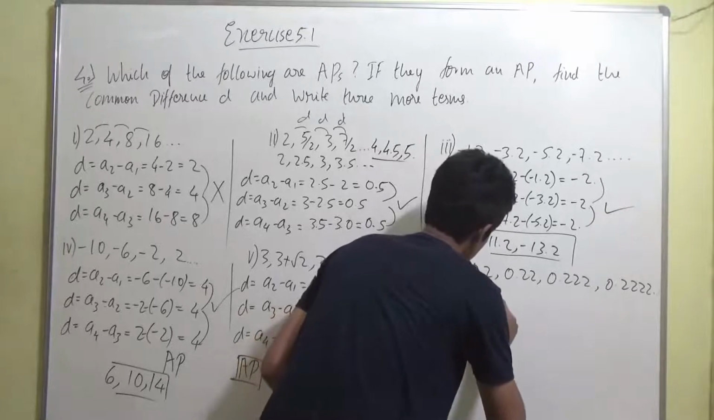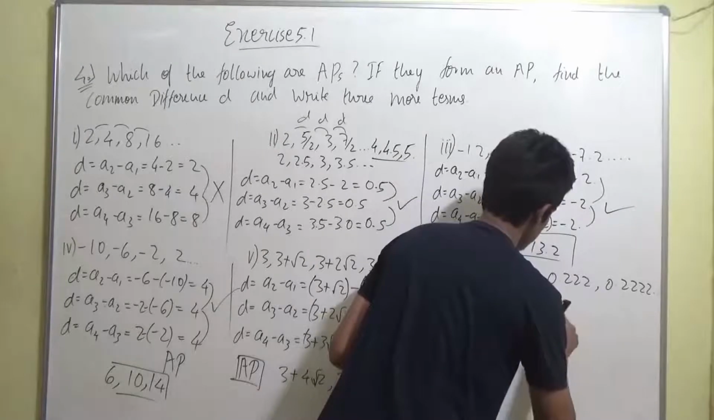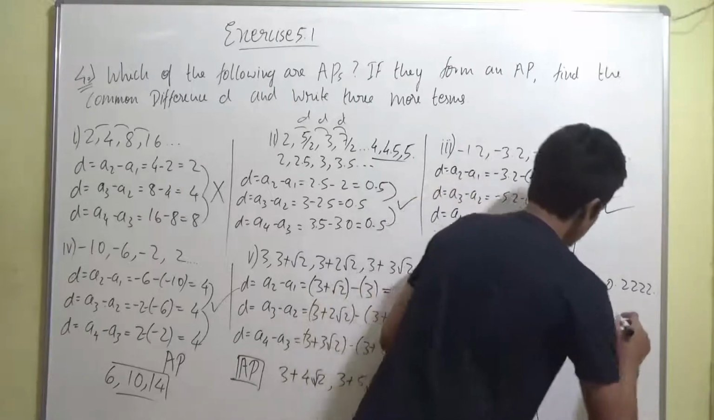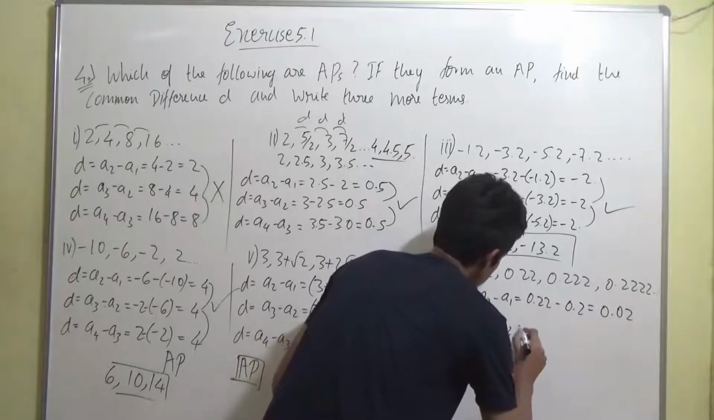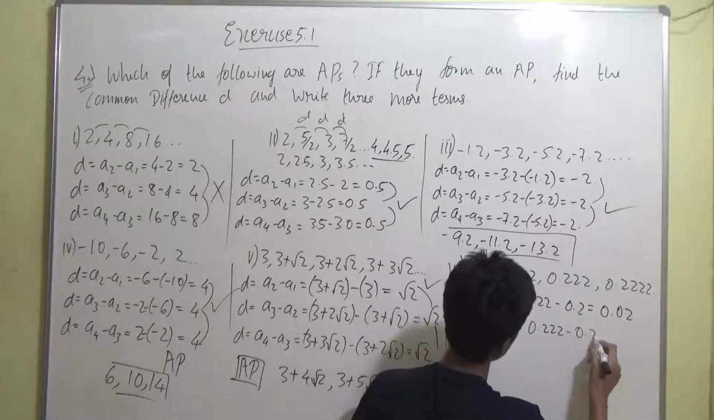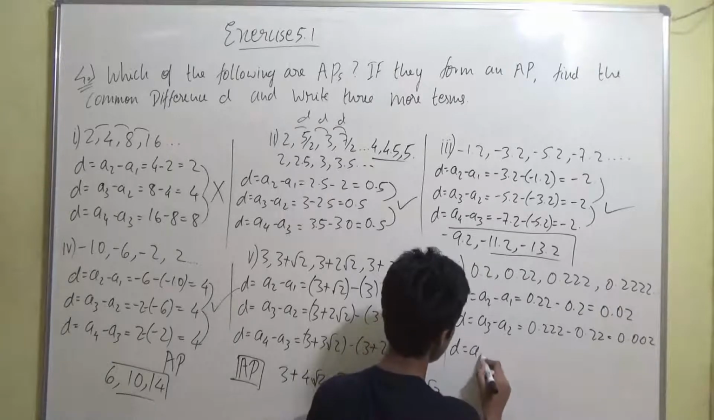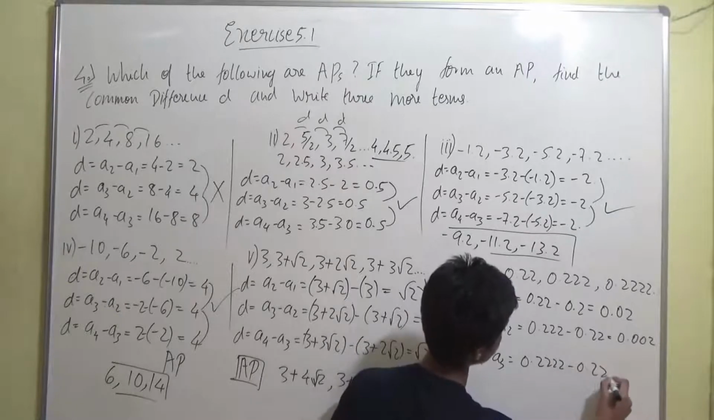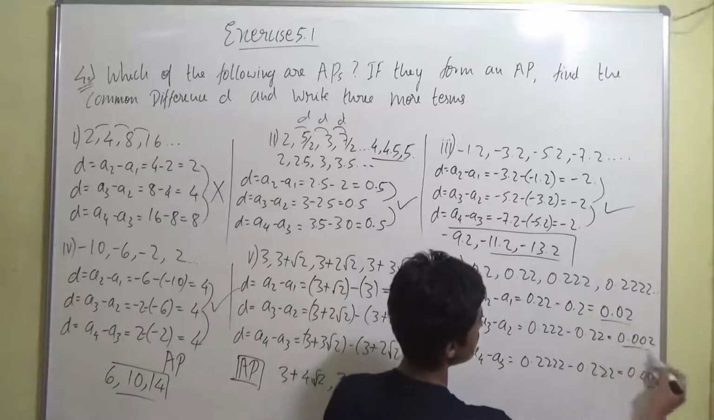So if you find D for the first 2 terms, A2 minus A1, you're going to get 0.22 minus 0.2. This will give you 0.02. Now if you find D for A3 minus A2, this will give you 0.222 minus 0.22, which is 0.002. Now for A4 minus A3, this will become 0.2222 minus 0.222, which is equal to 0.0002. Getting it guys? If you see here, the D are not the same, right?